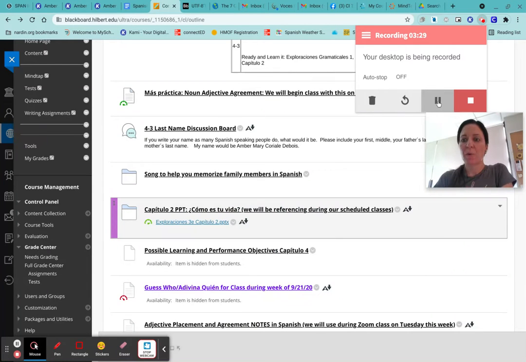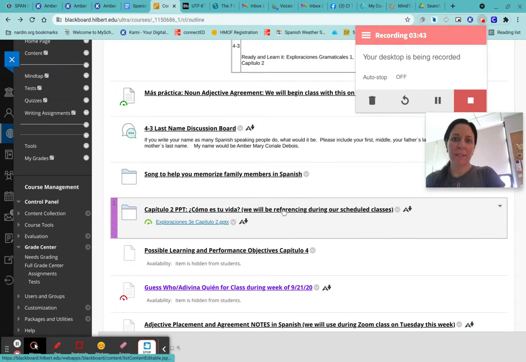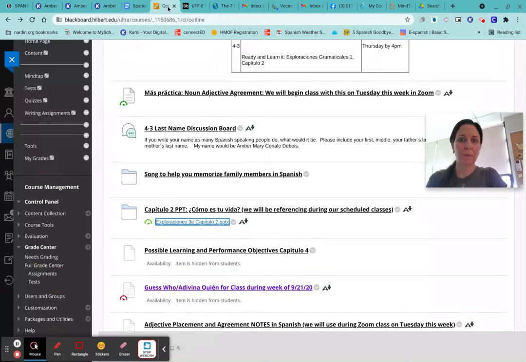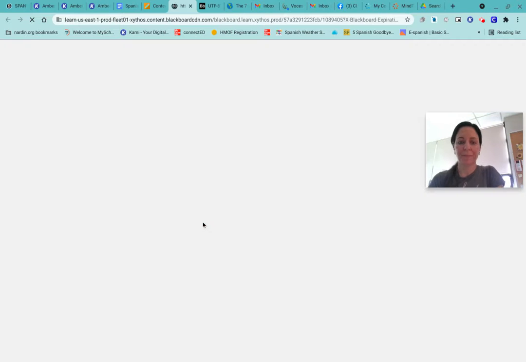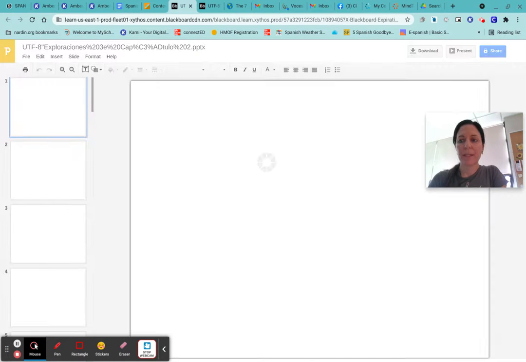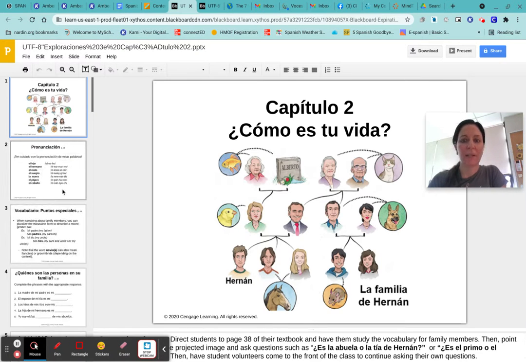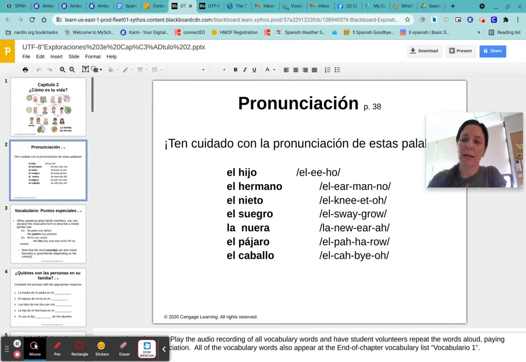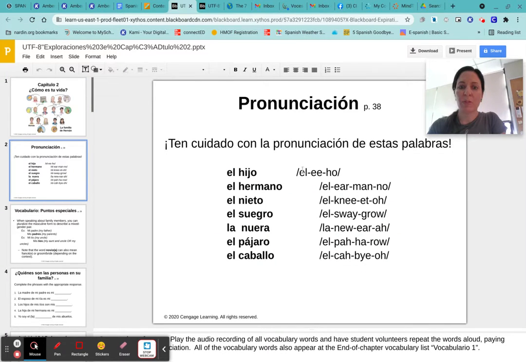So here I'm just going to show you the PowerPoint that is actually in Module 4. I always put it at the beginning of the chapter. So if we start Capítulo 2 in Module 4, then it will be there for both 4 and 5. So I'm just going to open that and reference it now. It just has some practices in there. So we have some conversación, some palabras, pronunciación, el hijo, el hermano.